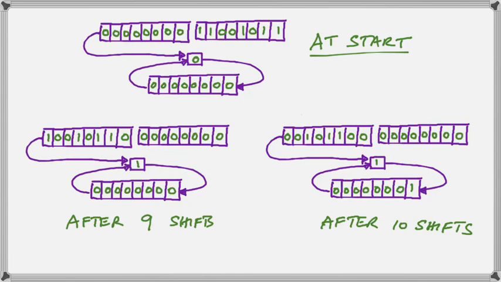So the H is on the left at the top, the L is on the right, the carry is next underneath, and then at the bottom is the A. So the 1 has gone into the A register after 10 shifts, and the 1 has come out of the HL and gone into the carry.